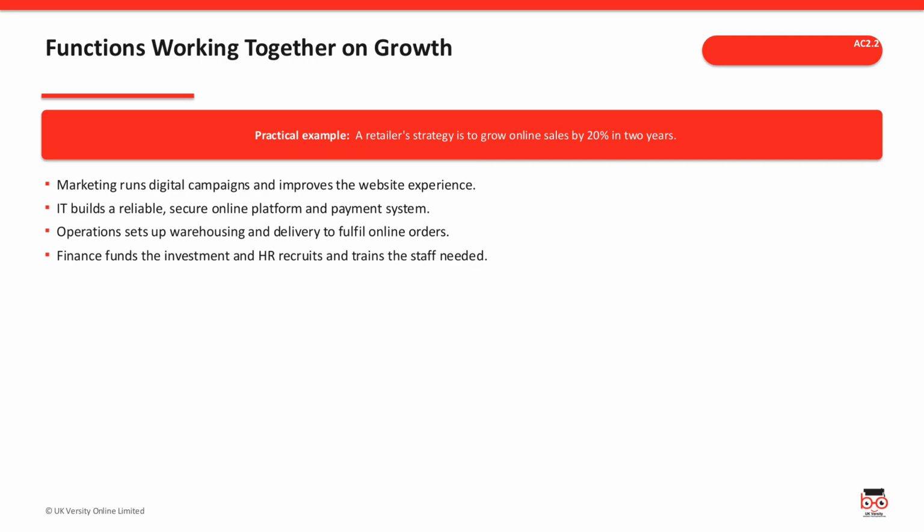Say a retailer's strategy is to grow online sales by 20% within 2 years. Marketing runs the digital campaigns and sharpens the website. IT builds a secure, reliable platform. And operations sets up the warehousing and delivery to actually get orders out. Meanwhile, finance funds the investment and human resources hires and trains the extra staff. Only when all five move together does that 20% target become realistic.